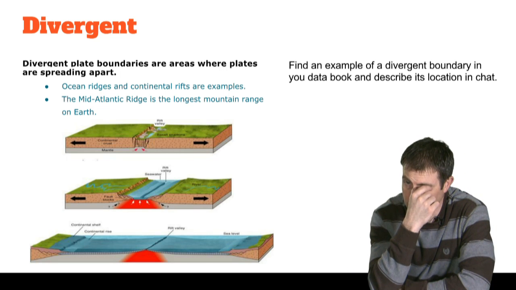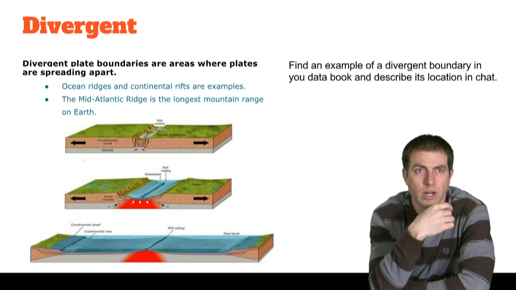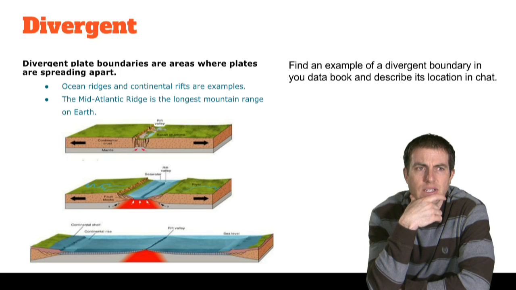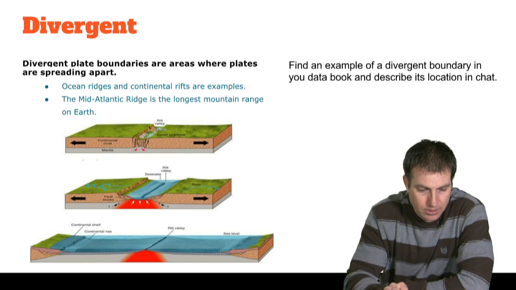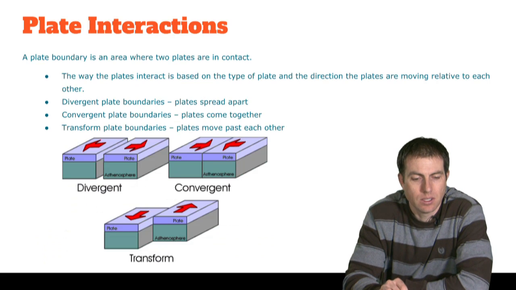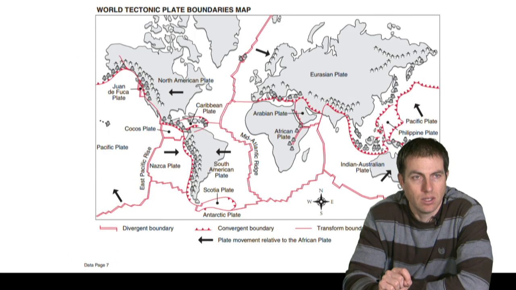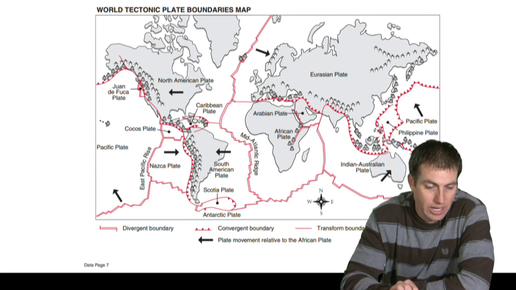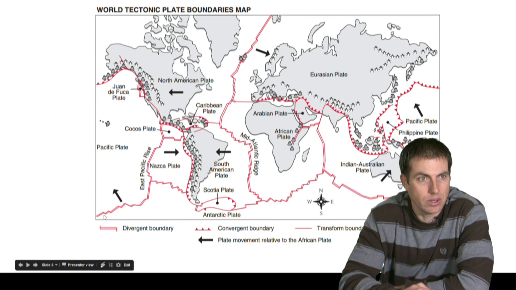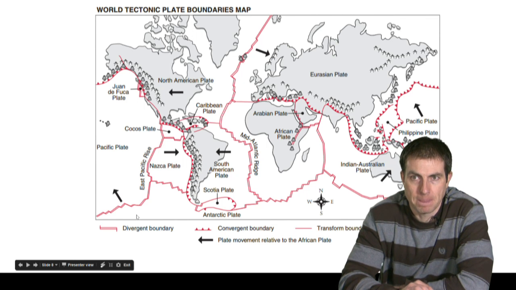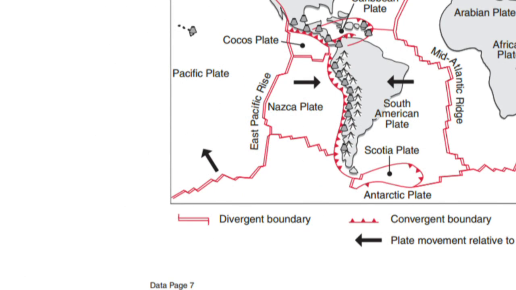Now, if you have your data book out, hopefully you do somewhere, see if you can find a divergent plate boundary. So I'll go back to the map of the world. Divergent boundaries are indicated on the legend with these two lines next to each other. So at the bottom you can see here it says divergent boundary. And you're just trying to find examples of divergent boundaries. So just in chat, throw in the name of a divergent boundary.